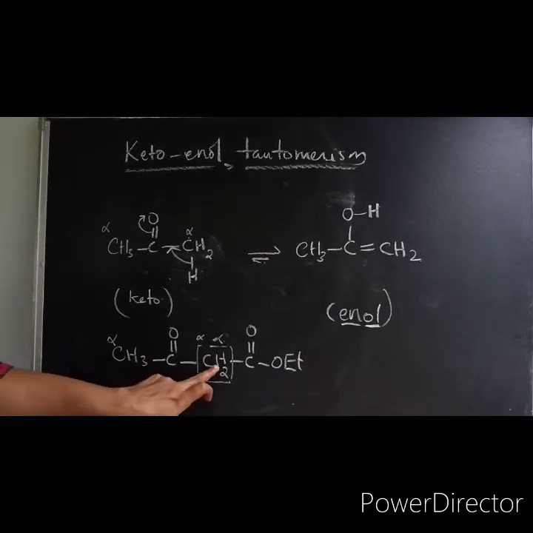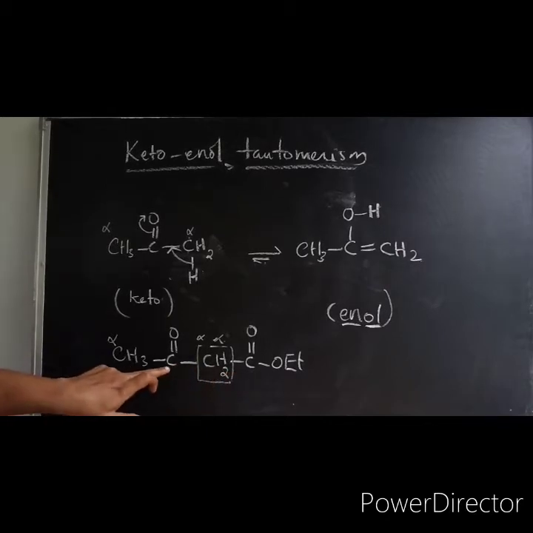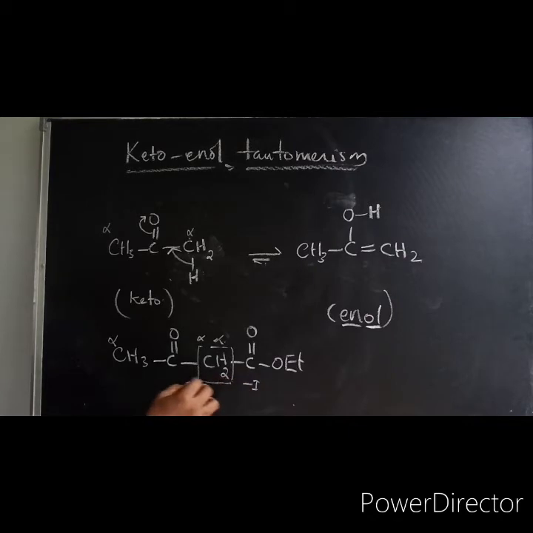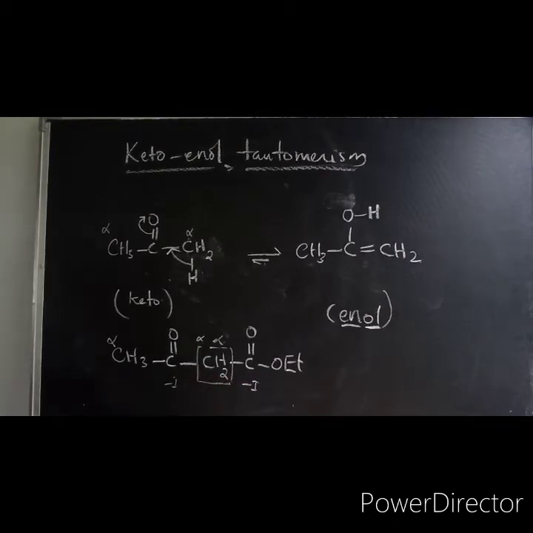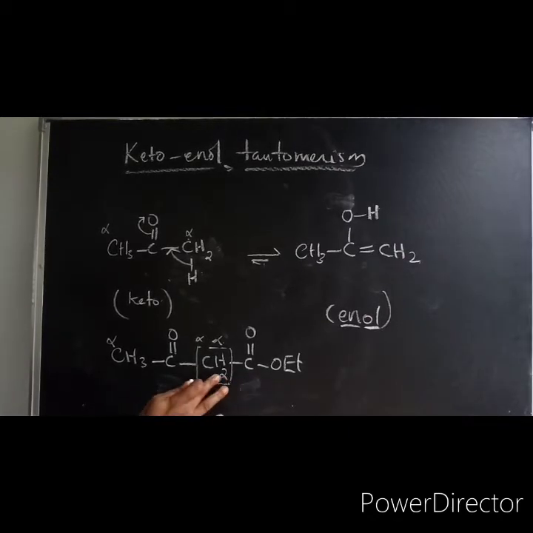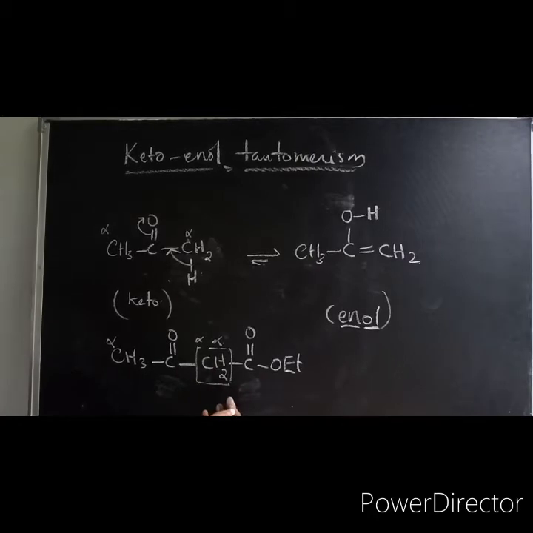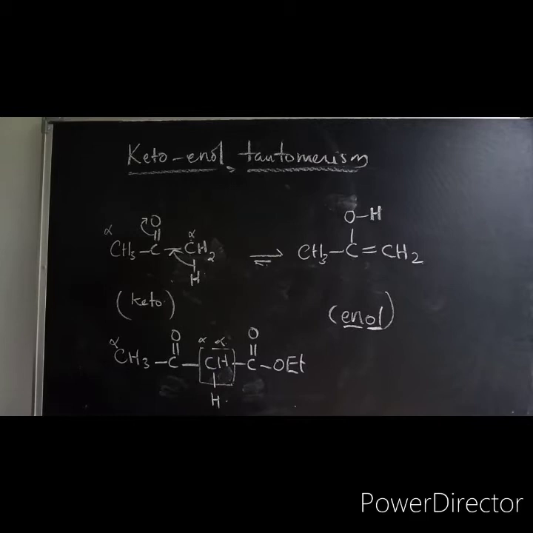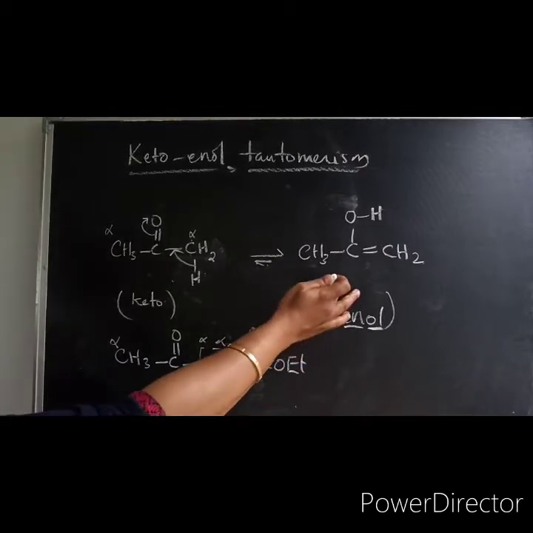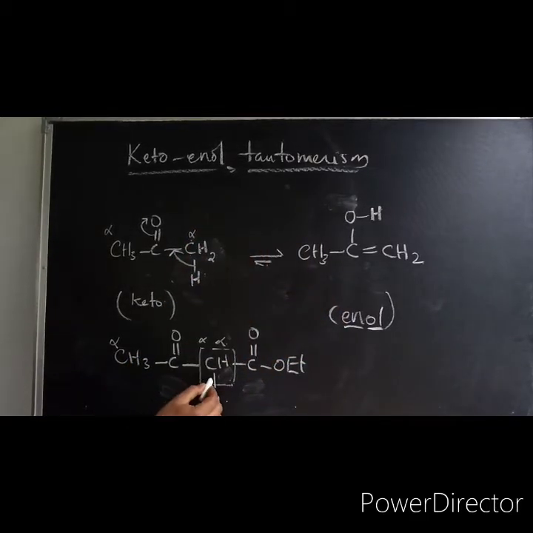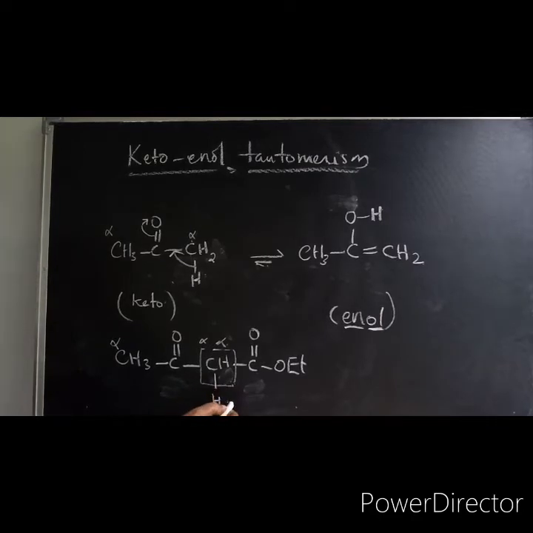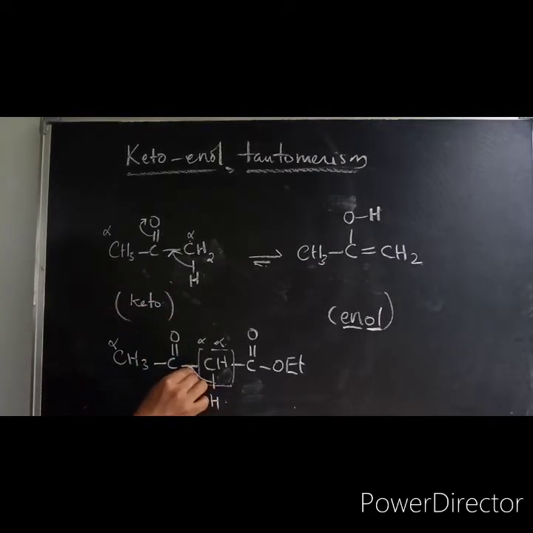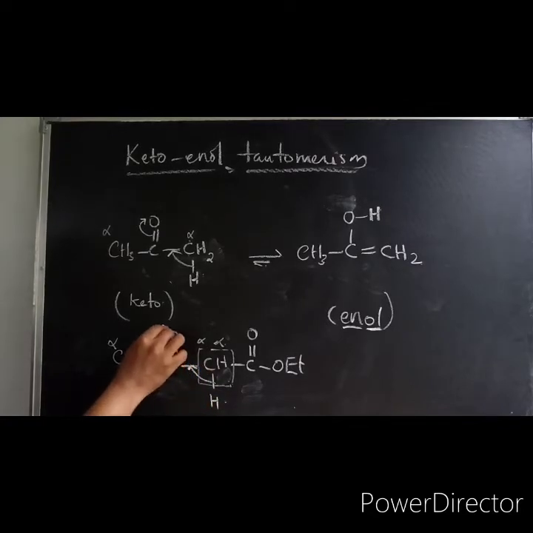Because this is attached to two electronegative groups: on one side a keto group, on the other an ester group. So there are two minus I effect groups. If a base comes, the more acidic hydrogen will be deprotonated first. So you can write this as H over here. Now you can write the enolization. It will enolize like this. This is highly acidic compared to these others. This will be shifted to here, and this will go to O minus.